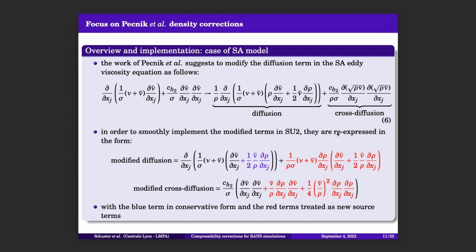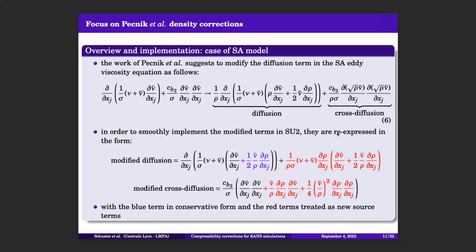So for Spalart-Allmaras, you've got here again Formula 6, the proposal made by Pecnik et al. of the modification. So you've got the modification of the diffusion term and a modification of the cross diffusion term. And again, the idea is going to be the same. You're going to express a modified diffusion as the baseline term, which is available, coded, implemented in SU2, plus a new flux term in blue, plus a new source term in red, and the modified cross diffusion, which is already a source term. You have actually added two source terms which you need to compute.